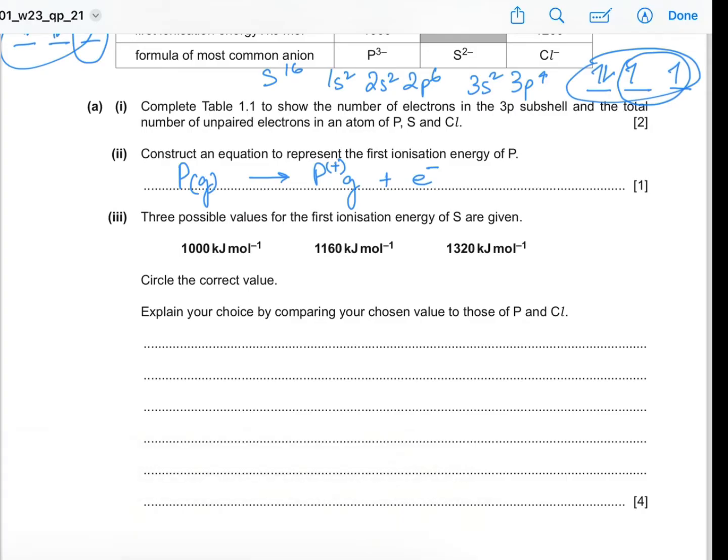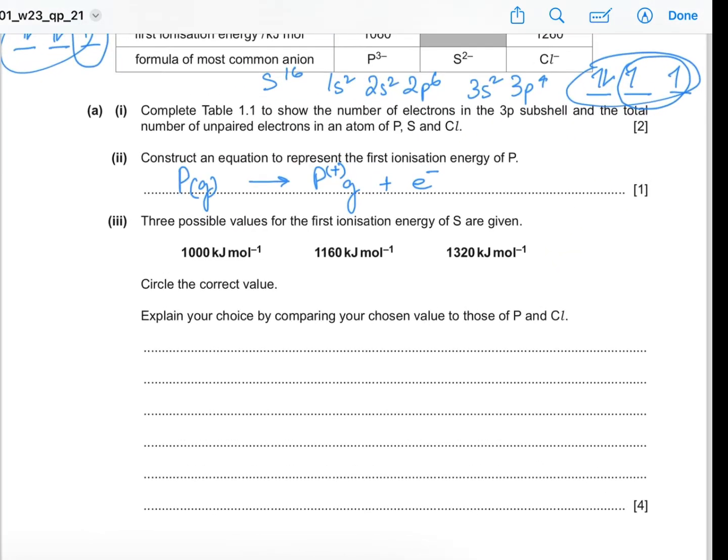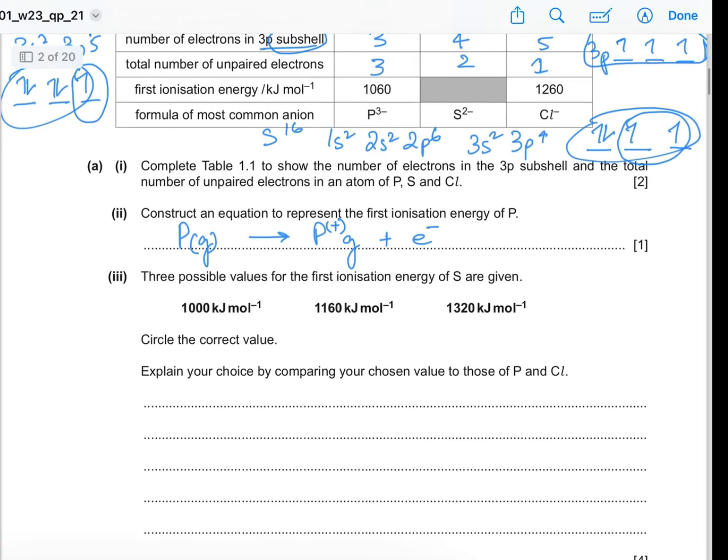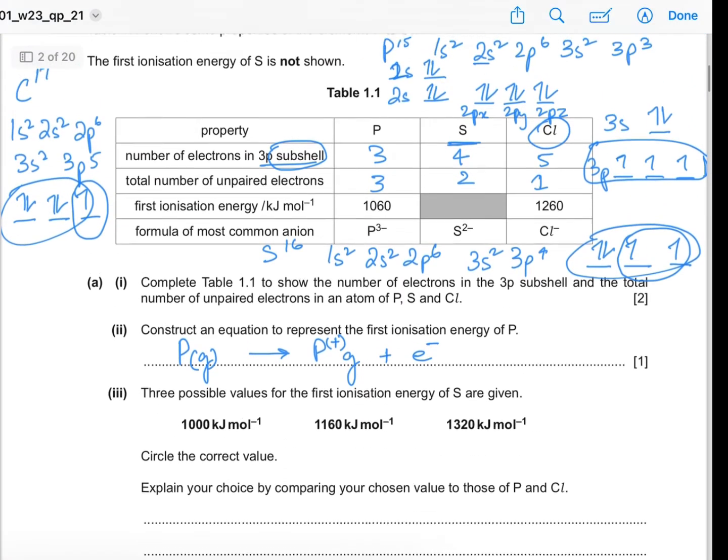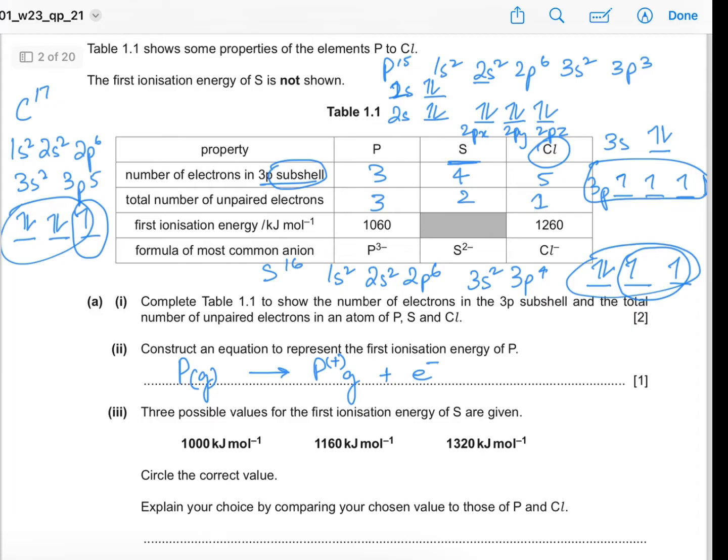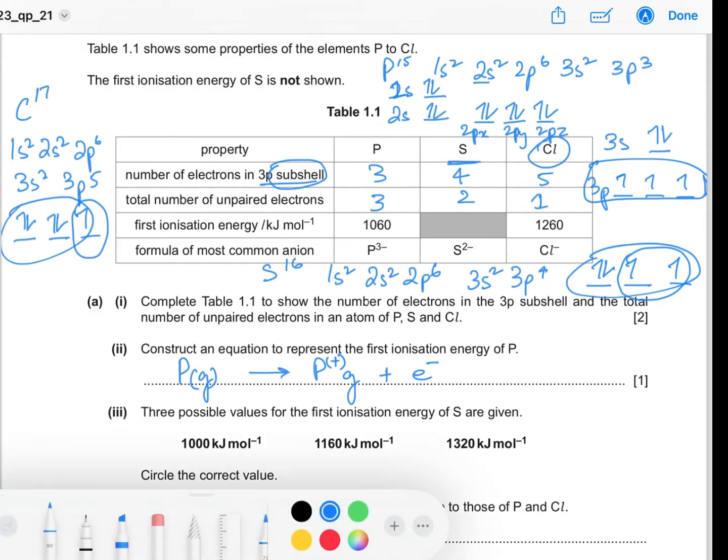Part 3. 3 possible values for the first ionization energy of sulfur are given. Circle the correct value. Explain your choice by comparing your chosen value to those of phosphorus and chlorine. So you're given the first ionization energy of phosphorus.